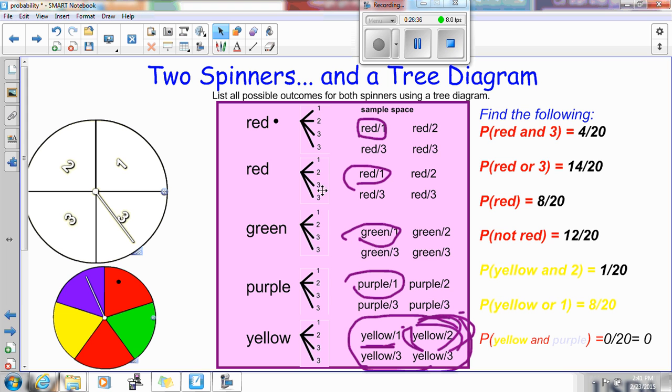The problem is trying to figure out the number of possible outcomes. And that's where something like a tree diagram really starts to help. It helps you organize how many times something can happen.